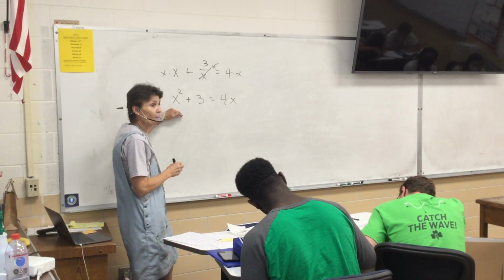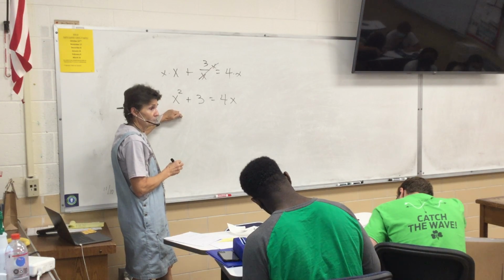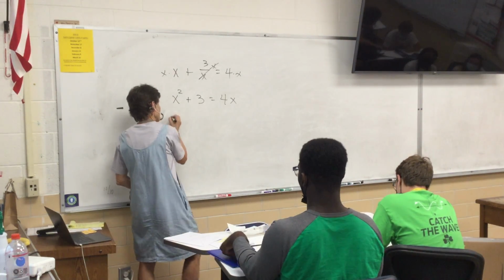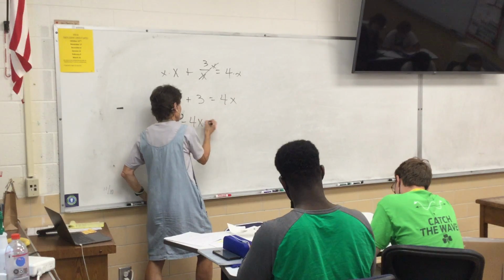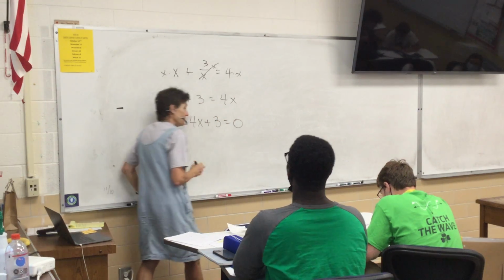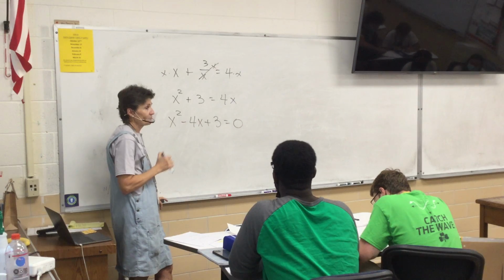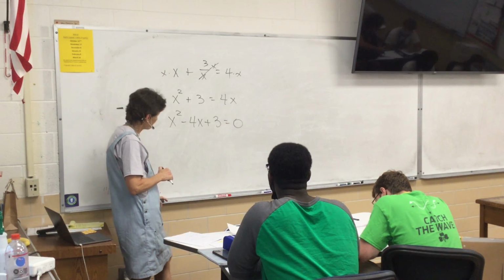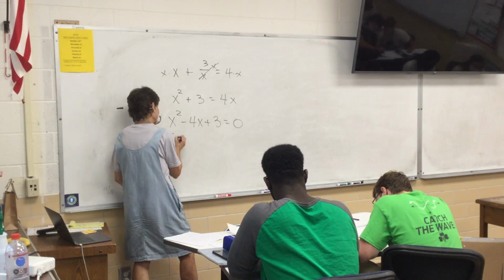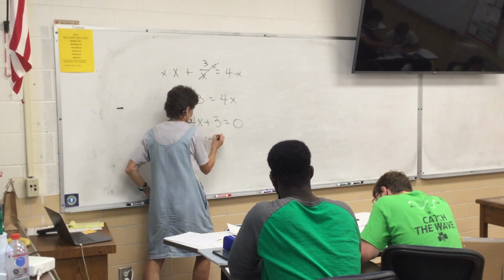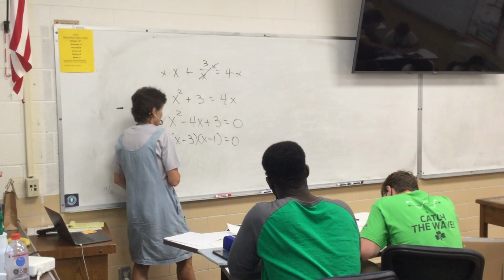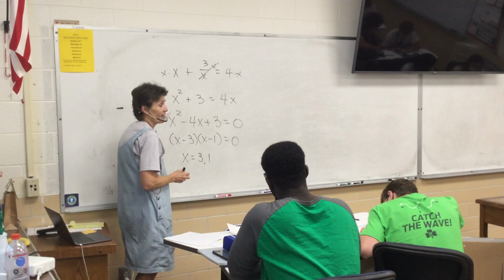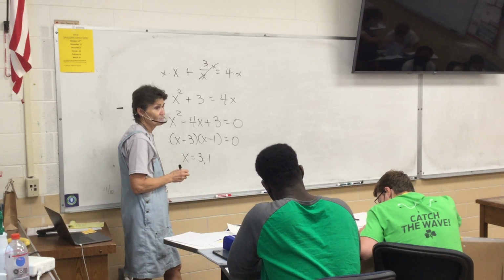All right, what do we got now? We have a handy dandy little quadratic equation, which of course we will set equal to 0 and then solve however we want. If it factors, we can factor it, we can complete the square, we can use the quadratic formula. I think this one actually factors. Yep. So we end up getting 3 and 1 as the answers to the equation.